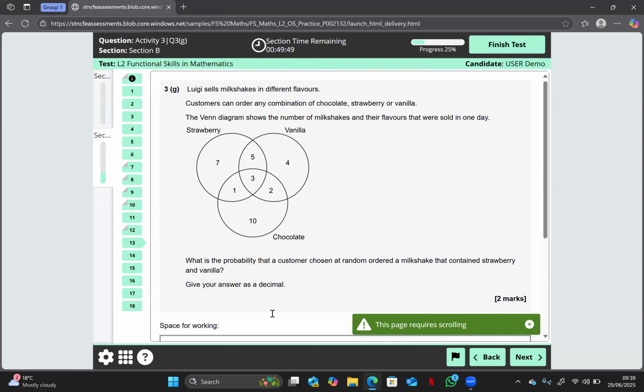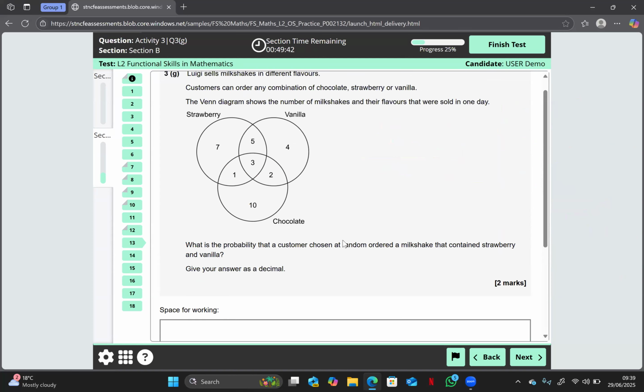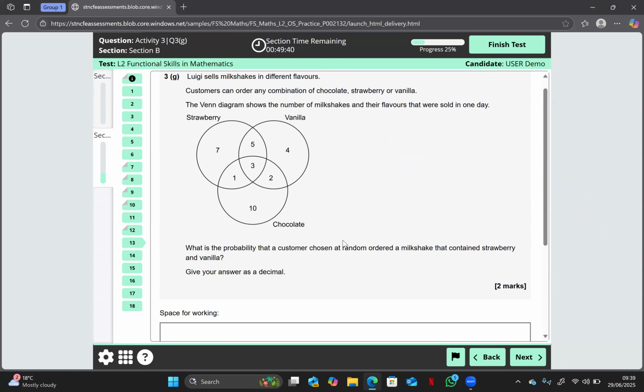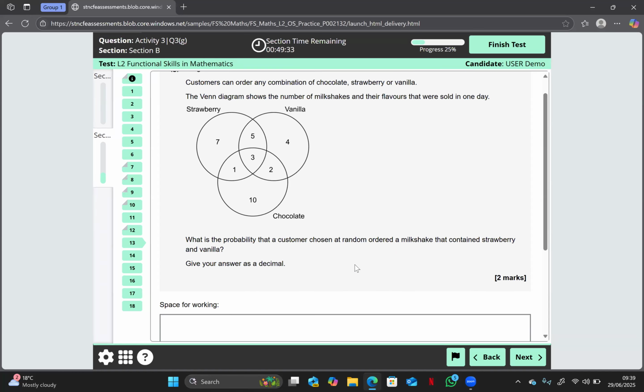Luigi sells milkshakes in different flavors. Customers can order a combination of chocolate, strawberry, or vanilla. The Venn diagram shows the number of milkshakes and their flavors that were sold on the day. What is the probability that a customer chosen at random ordered a milkshake that contained strawberry and vanilla?